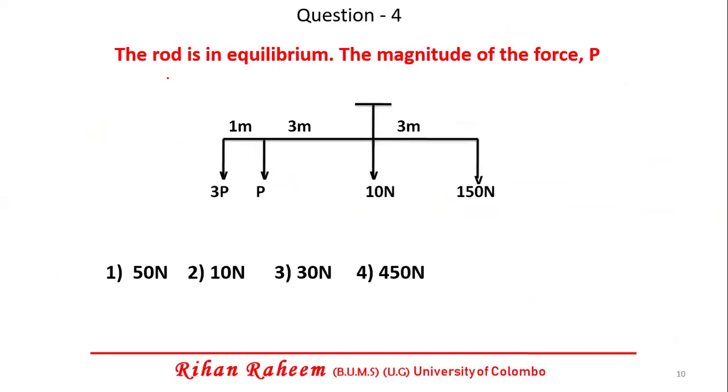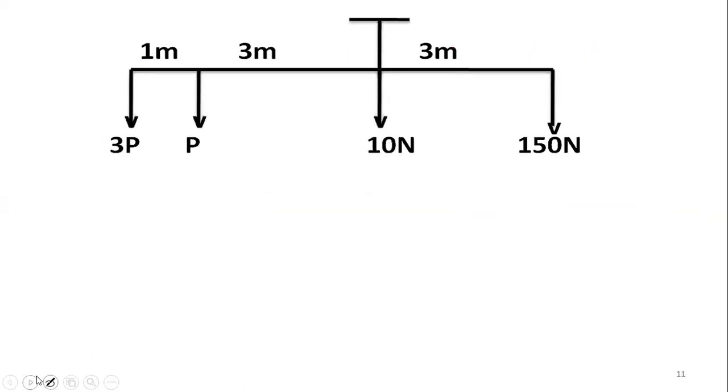Question number 3. The rod is in equilibrium. That means both ways it is balanced. Clockwise moment is going to be equal to the anti-clockwise moment. They are asking for the magnitude of force P. Good question. This is related to turning effects of force.